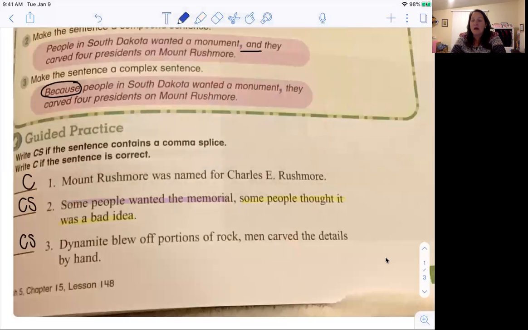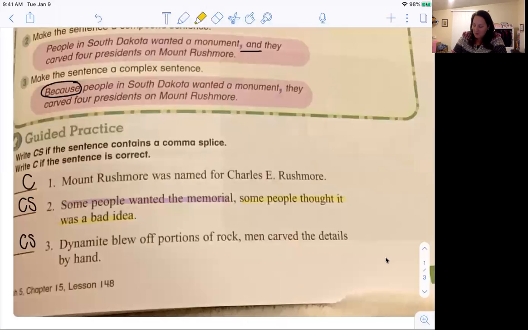Or we can make a compound sentence. Some people wanted the memorial, and some people thought it was a bad idea. Or we can make it a complex sentence. We can say, although some people wanted the memorial, some people thought it was a bad idea. So there's different ways that you could fix these.